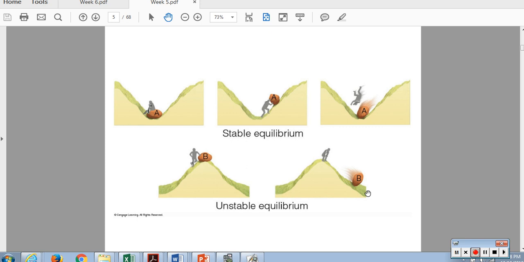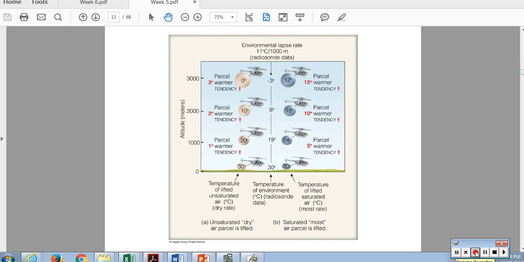And so that's the analogy that you want to get thinking about an unstable atmosphere. If you disturb the parcel in an unstable atmosphere and force it to rise, it will continue to rise. So here we have an unstable environment. So if we lift the parcel to a given height, see at the surface it's fine.